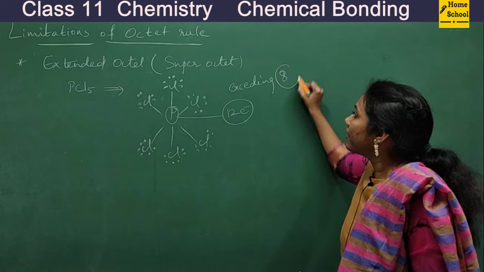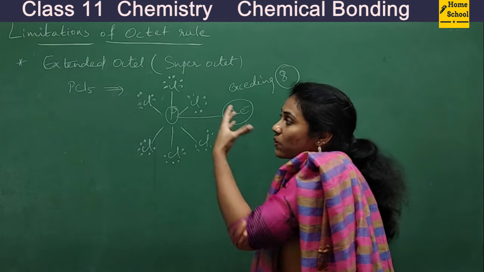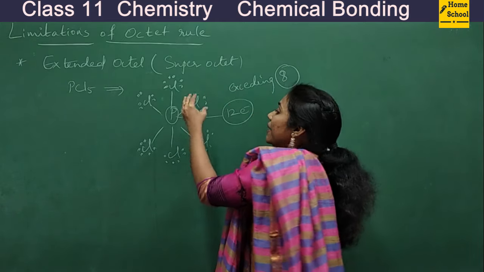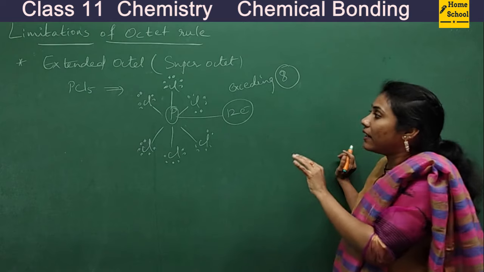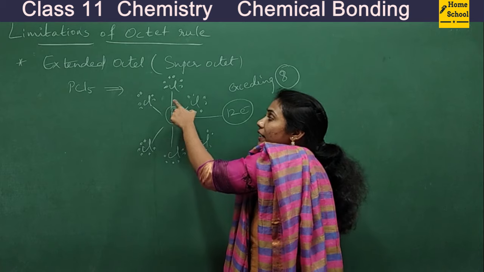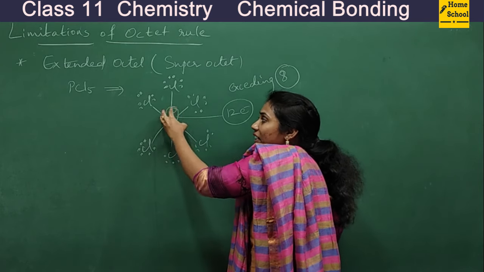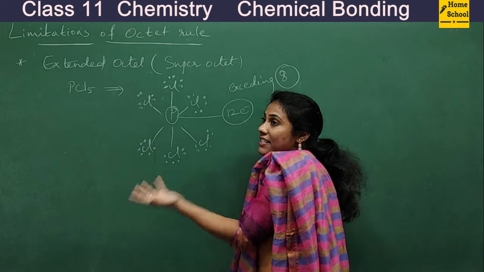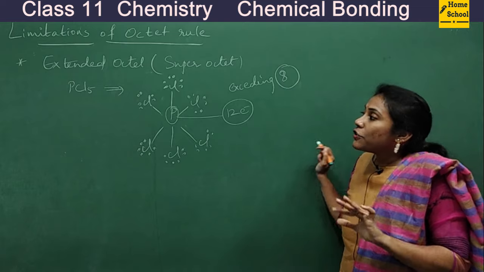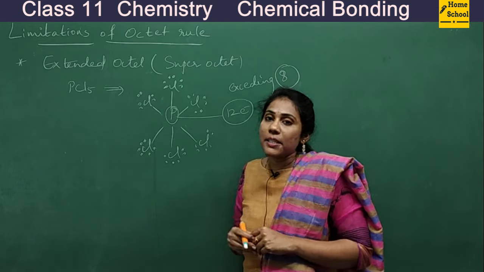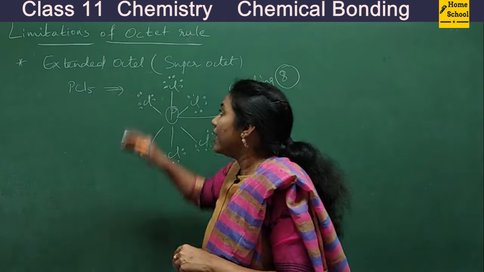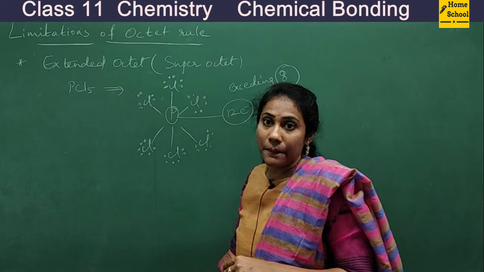Exceeding 8, isn't it? So this is one of the limitations, and this theory could not explain why some elements exceed the octet. But this molecule is stable, where phosphorus has 4 bonds around it. If it has 8 electrons around it, it is considered stable. But here it is exceeding that 8 electron concept. So for that, the theory could not explain anything. So this is considered as one of the limitations. Extended octet, we say.